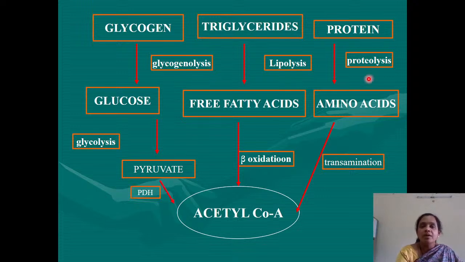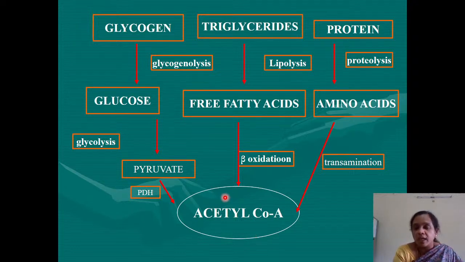Now, these free fatty acids will undergo beta oxidation to form acetyl-CoA. Amino acids will undergo transamination, deamination, oxidative deamination. All these things they undergo, and finally they form a few of the amino acids. If they are ketogenic amino acids, they will be forming acetyl-CoA. Now, the glucose will form pyruvate at the end of glycolysis, that in the presence of the PDH complex will be forming acetyl-CoA. So, the gist of this whole slide is that the major macromolecules such as glycogen, triglycerides, protein are all catabolized to finally form a main component called acetyl-CoA.